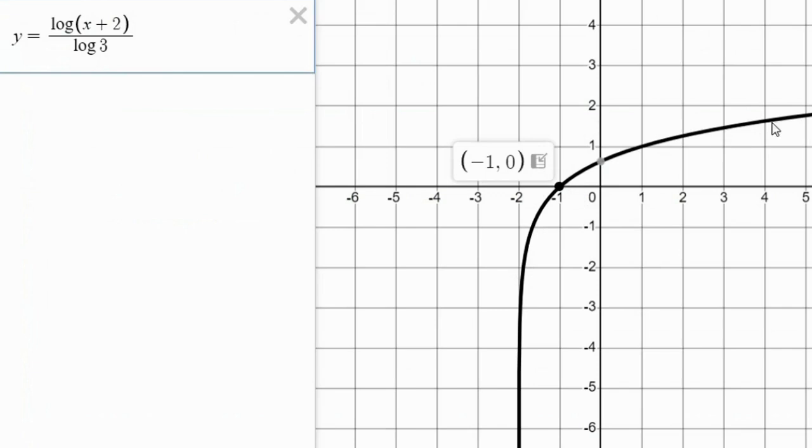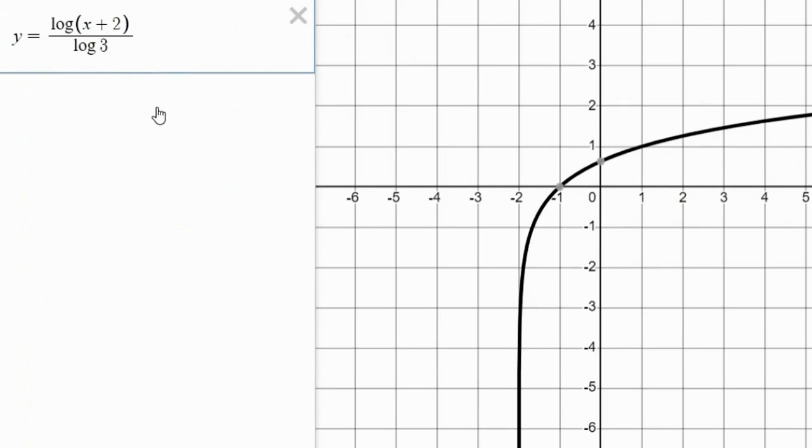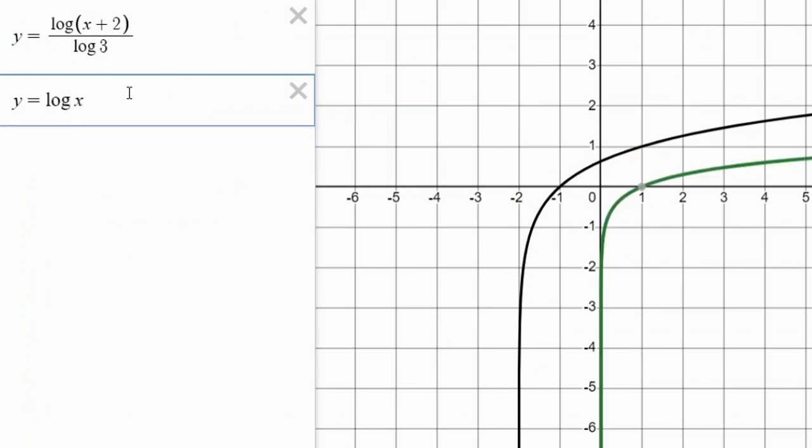And it's higher off the x-axis because it's only base 3 instead of base 10. When it's base 10, we expect that kind of curve. But since this was base 3, it goes up here wider. So if we go back to the original equation, just log base 10 of x, we started out with this one that's green. Now we've made it a little taller and we've shifted it left 2. That's what the x plus 2 does.